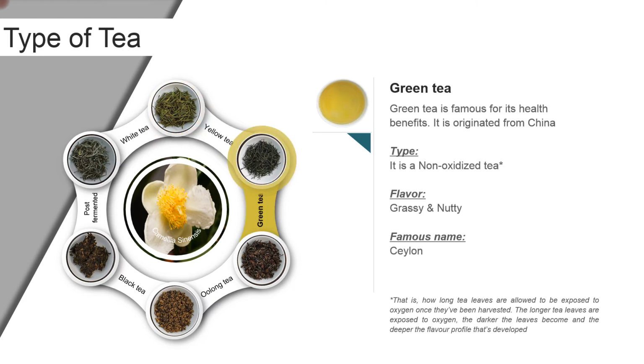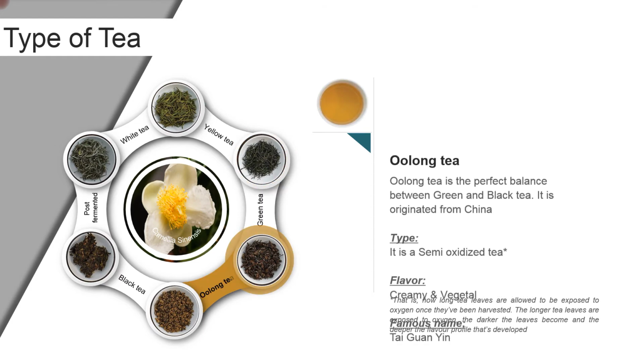The third one is the green tea. I know green tea is quite famous among you who are on a diet, yeah? As you can see here, green tea is very famous for its health benefits. It also originated from China. This is also non-oxidized tea, and the flavor is more grassy and nutty. The famous name of this type of tea is Ceylon.